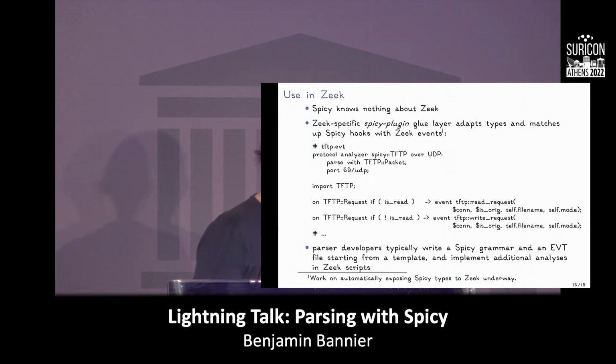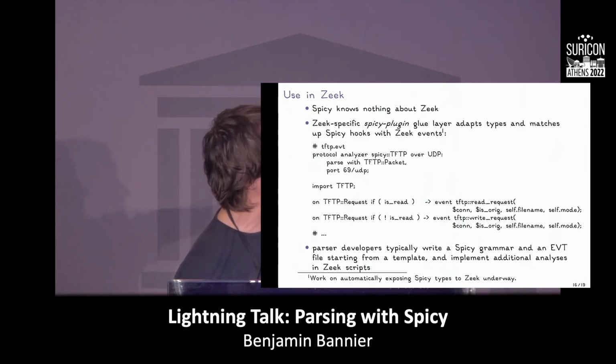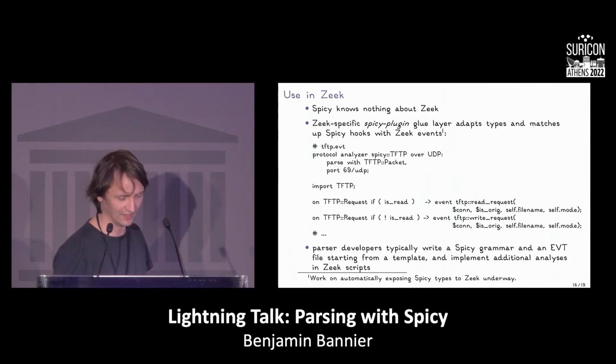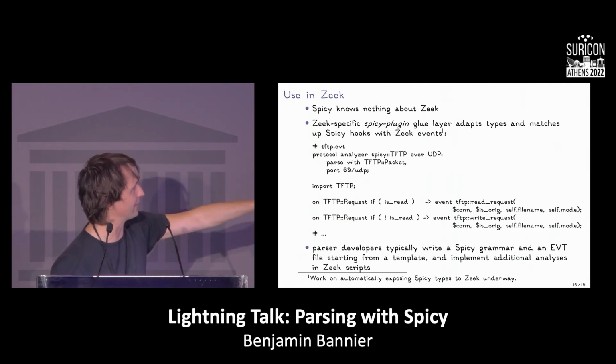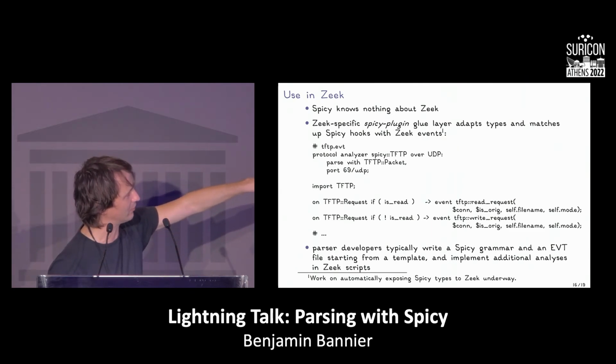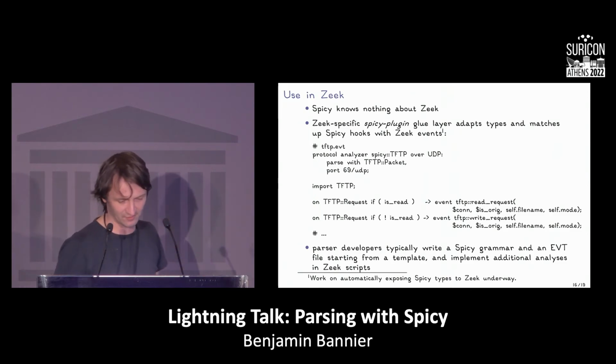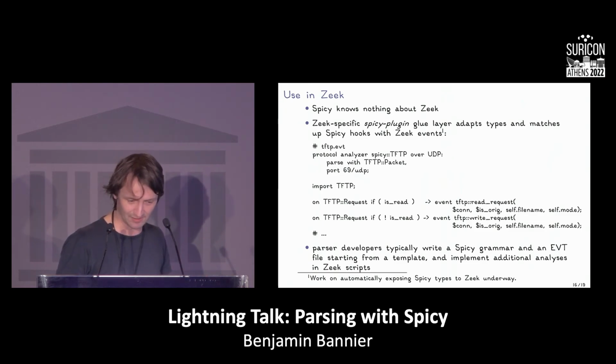How do we use that in Zeek? Since Spicy knows nothing about Zeek, we have a glue layer in the middle which adapts types and matches up Spicy hooks with Zeek events. And we have a DSL for that. So here we define a protocol analyzer, which analyzes TCP traffic and maps to some Spicy type. And here's some static port configured. And then we can do some mapping down here. So this is basically a Spicy side hook on the left-hand side. Right-hand side, it's a Zeek event, and parsers typically write some Spicy grammar and some EVT file, starting from a template, and then they implement this business stuff in Zeek script.